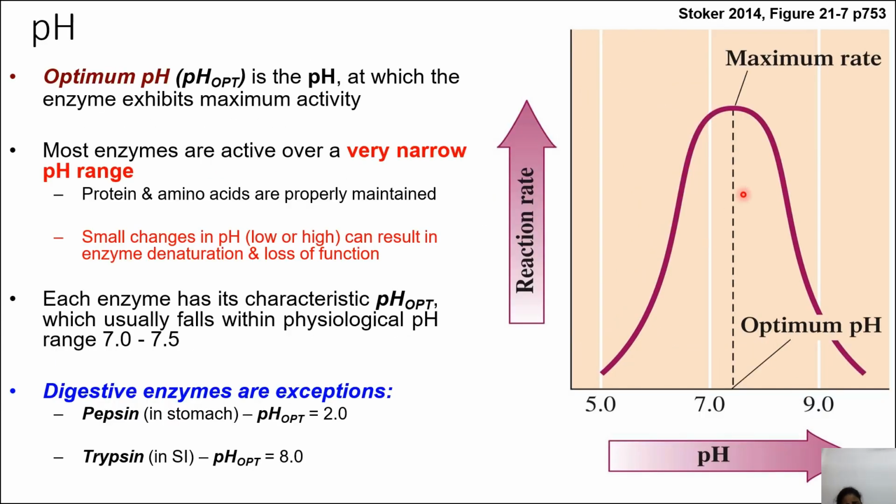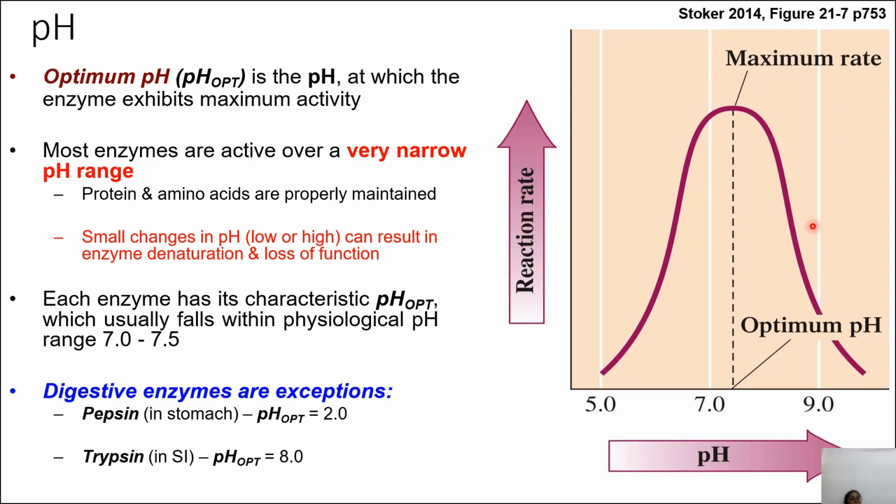For pH, it's similar. There is an optimum pH at which the enzyme exhibits maximum activity. Most enzymes are active over a very narrow pH range, where the protein and amino acids are properly maintained. A small change in pH can result in enzyme denaturation and loss of function. So each enzyme has its characteristic pH optimum, which usually falls within the physiological pH.